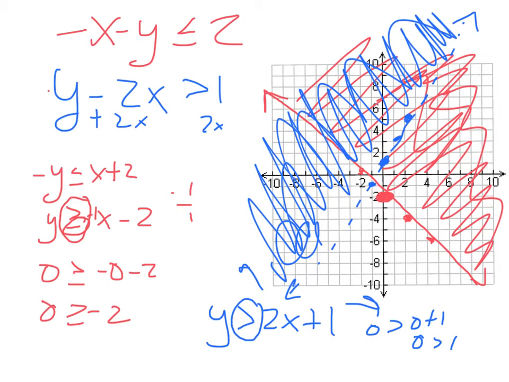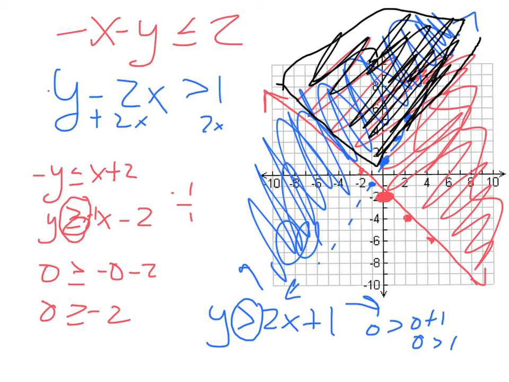So I've got two shadings. I'm going to change my color to black and see what's double shaded. In essence, what I end up with is this piece double shaded. There's my graph right there. That's the solution to the problem, the shaded region that I just circled in.